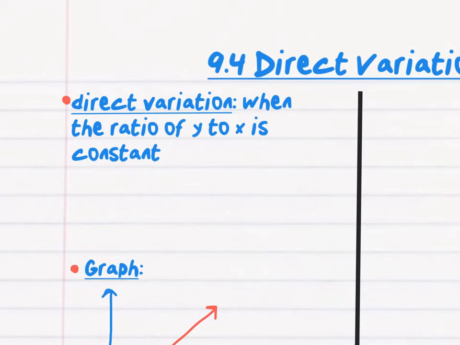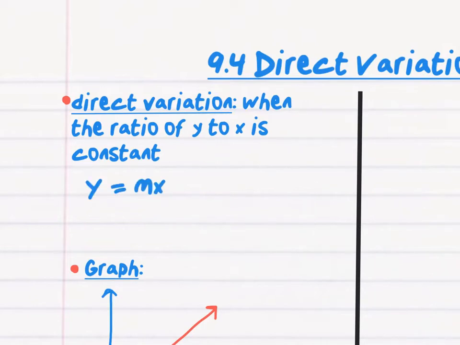On the top right of your video notes, I want you to write here direct variation. That's a relationship when the ratio of y to x is constant. And we've actually talked about direct variation earlier this year when we were looking at proportional relationships.